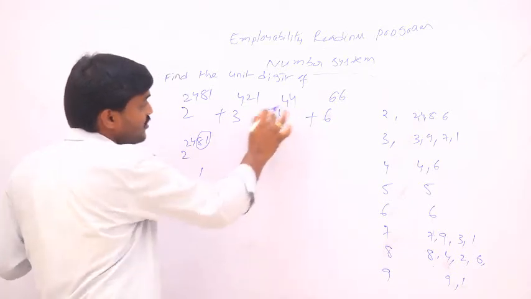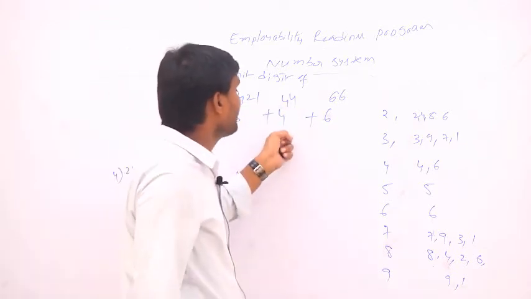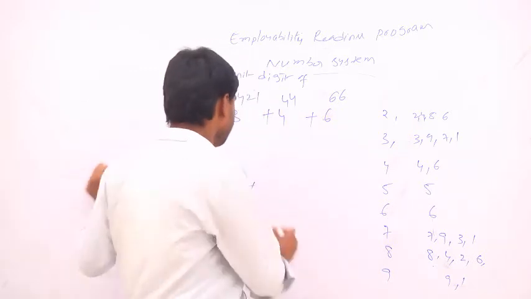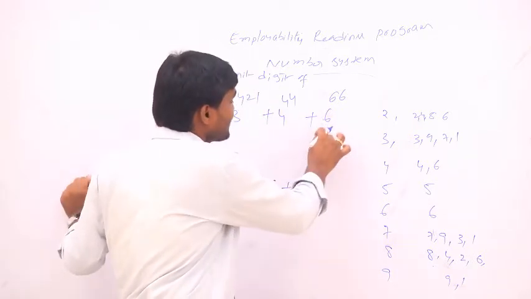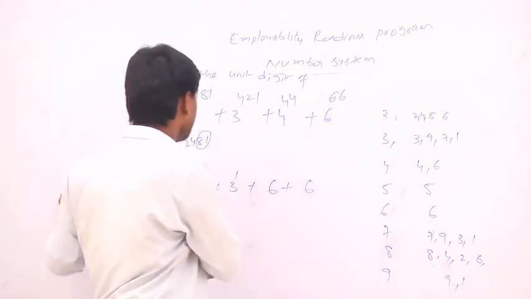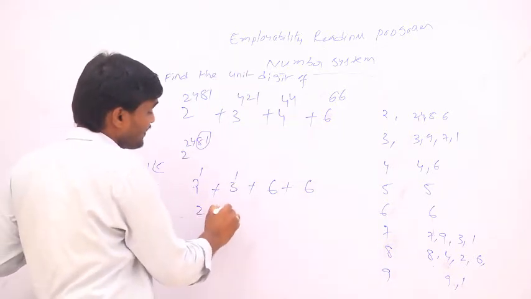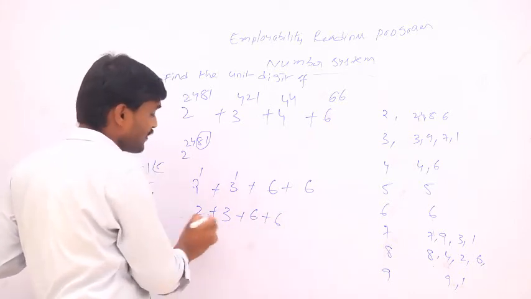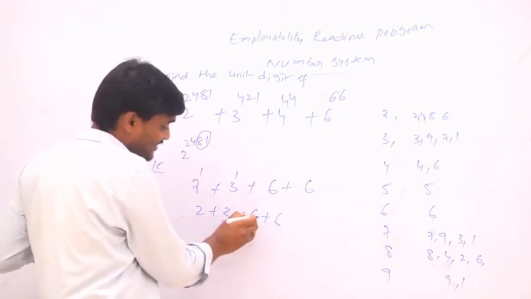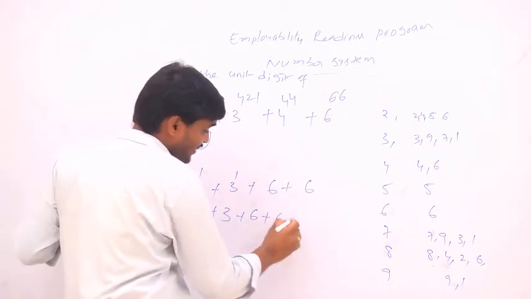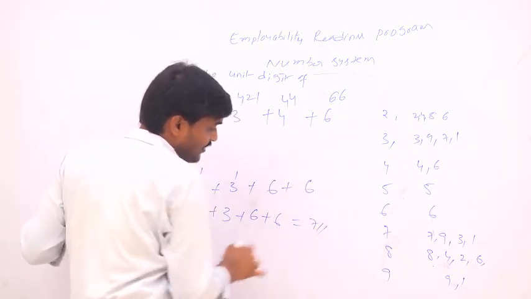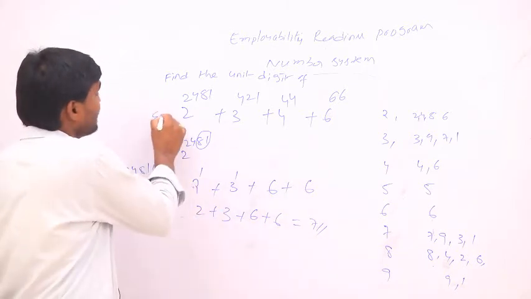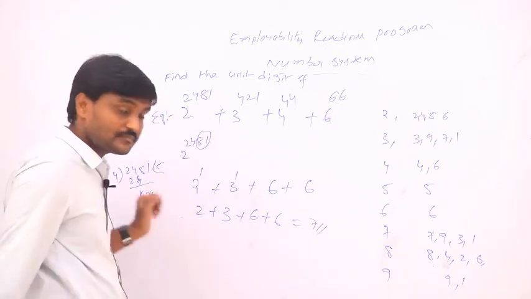For 4 power: 4 power an odd number is 4, and 4 power an even number is 6. Then 6 power any number is 6. So 2, 3, 6, 6. That is 2 plus 3, 5. 5 plus 6, 11. 11 plus 6, 17. The unit digit is 7. So in this example, the unit digit is 7.